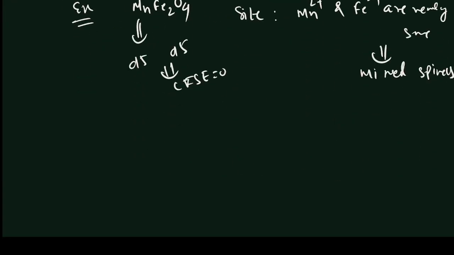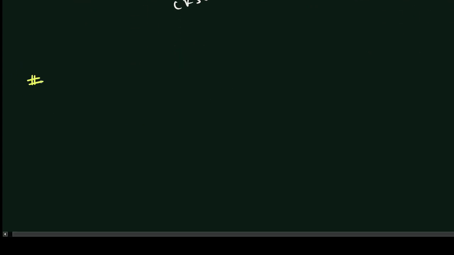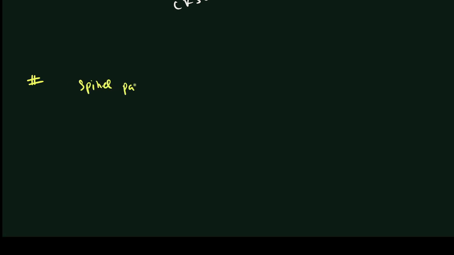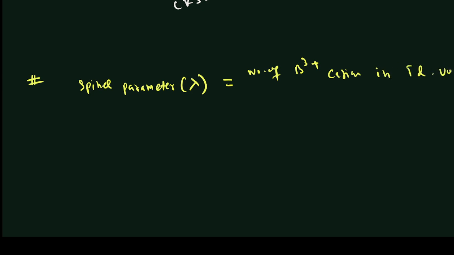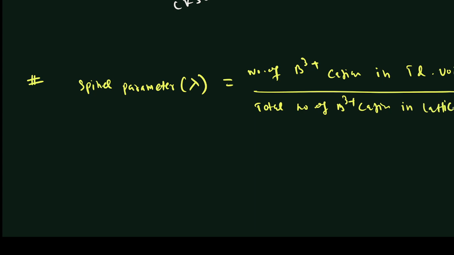now we will discuss one more point, that is the spinel parameter. The spinel parameter is equal to the number of B3+ cations in tetrahedral sites upon the total number of B3+ cations in the lattice.